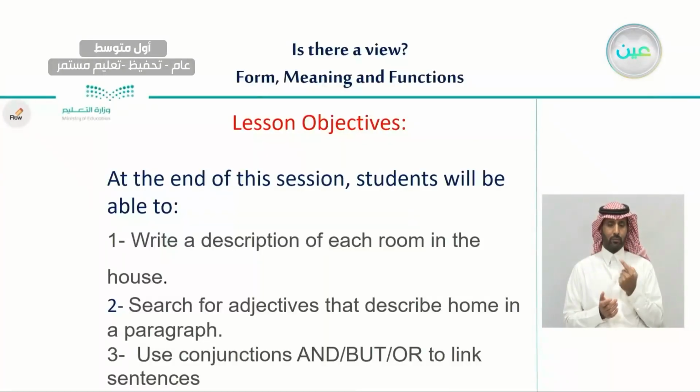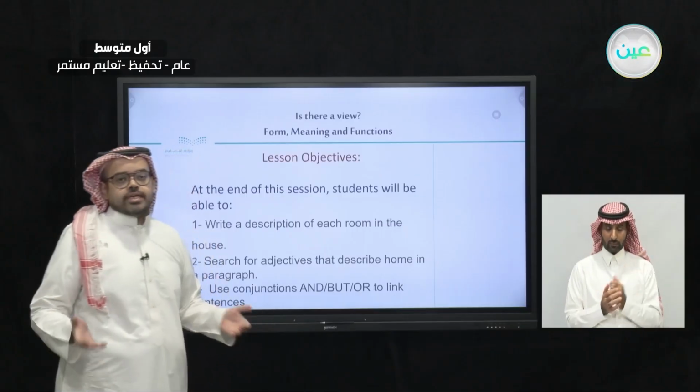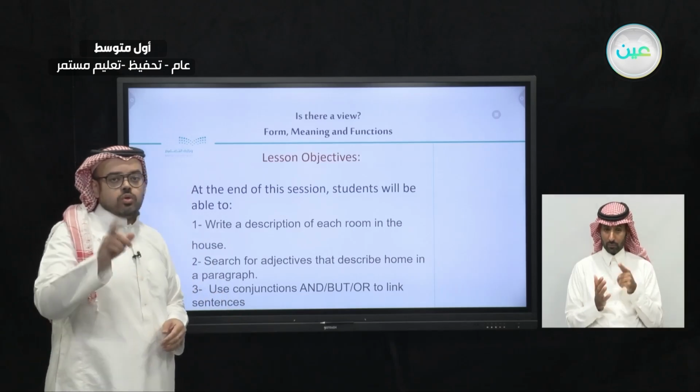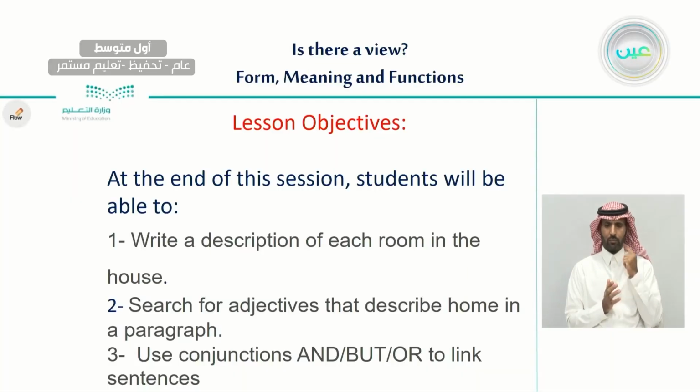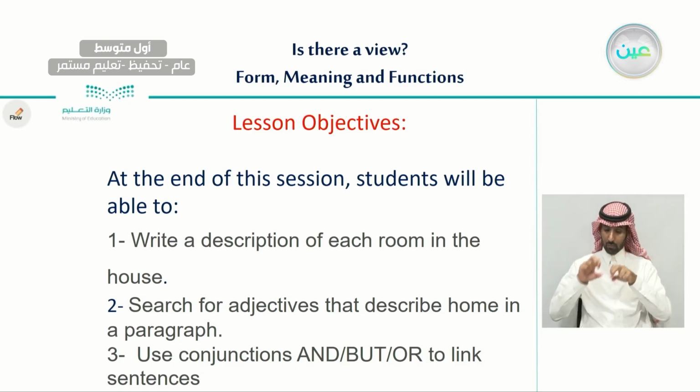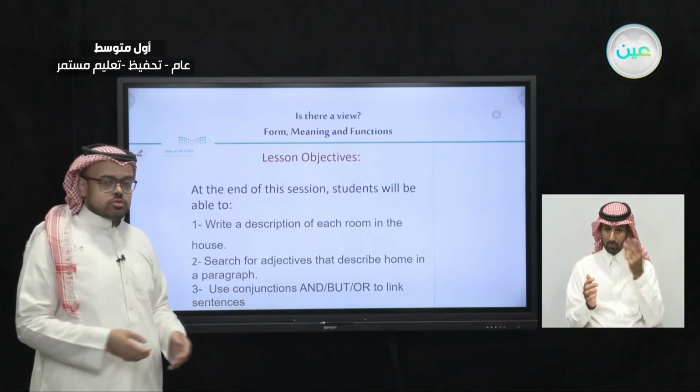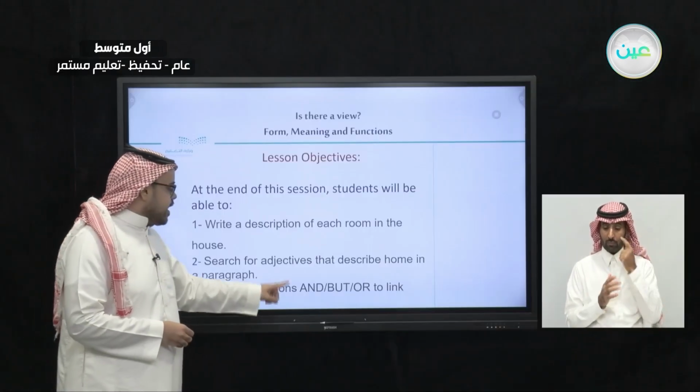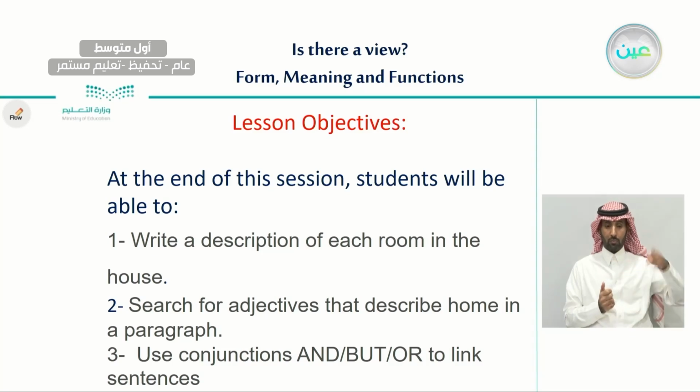Our objectives for today: we hope that at the end of this lesson, you will be able to, first, write a description of each room in the house as we did in the last lesson. Number 2, search for adjectives that describe home in a paragraph. And number 3, use the conjunctions and, but, or to link sentences together. So let's start.